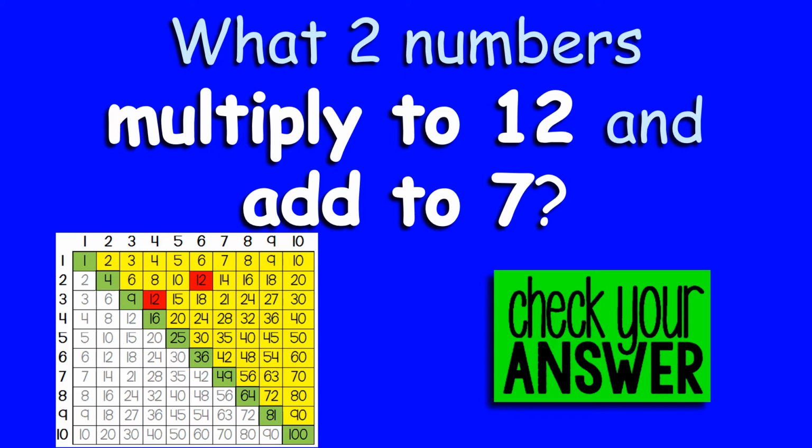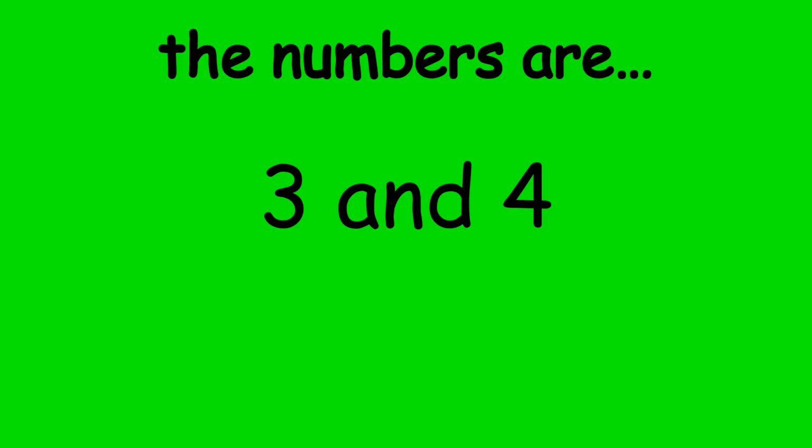So if we want to work with 12, we'd make a list of all the factor pairs. 12 by 1, 6 by 2, 3 by 4. Now somebody might say, but what about 2 by 6? It really doesn't matter of order. Remember, multiplication is commutative, so it doesn't matter which order we put them in. So which one of those is correct? Well, 3 and 4 adds to 7, so the correct answer is 3 and 4.